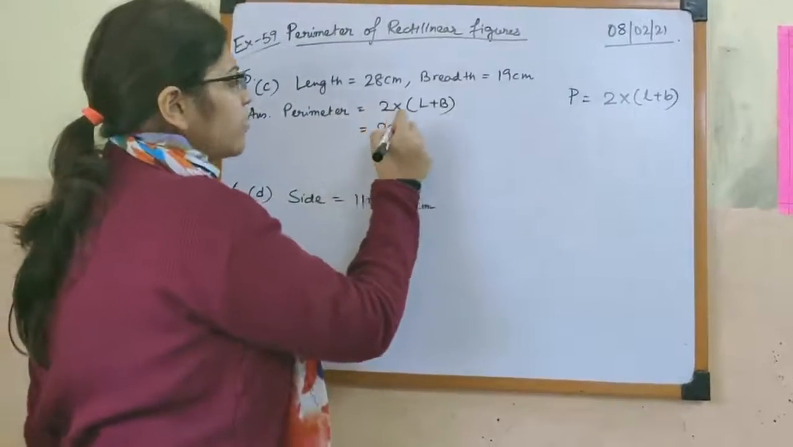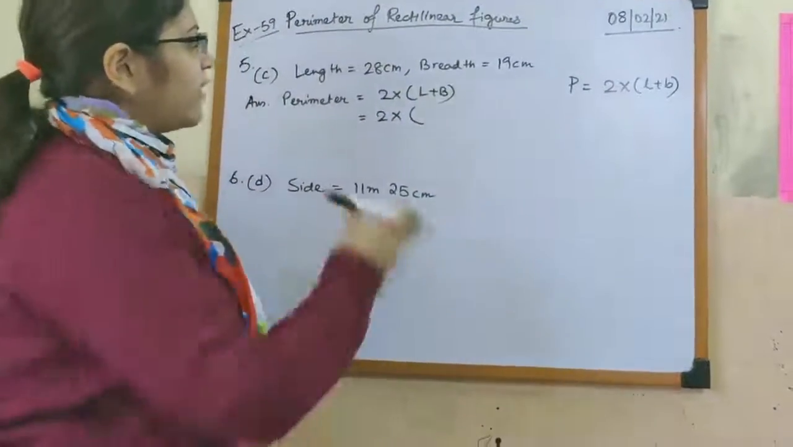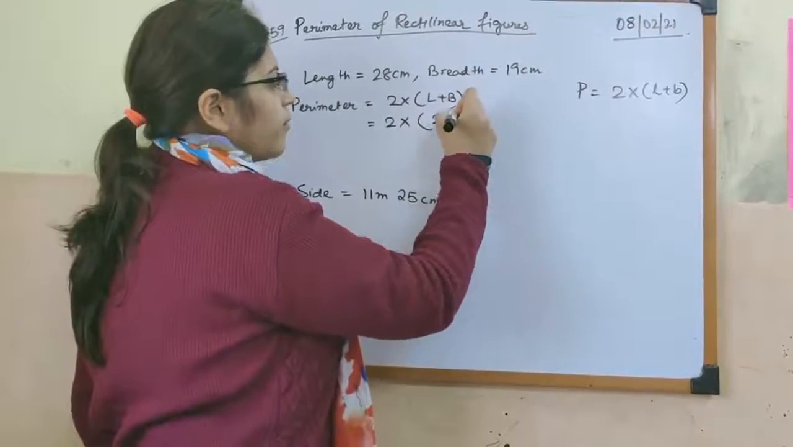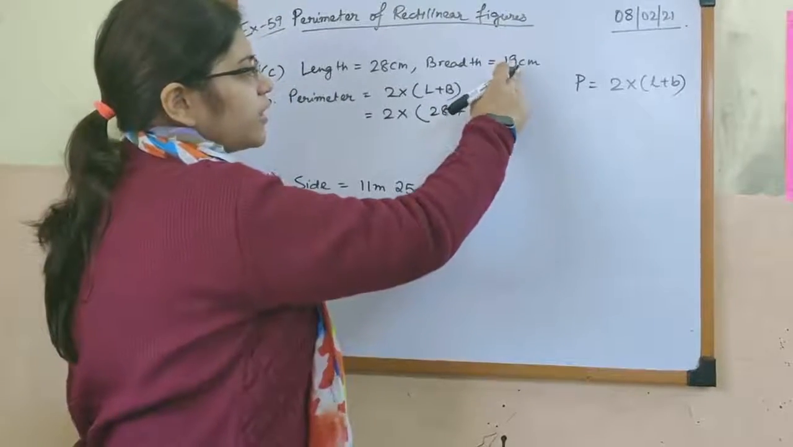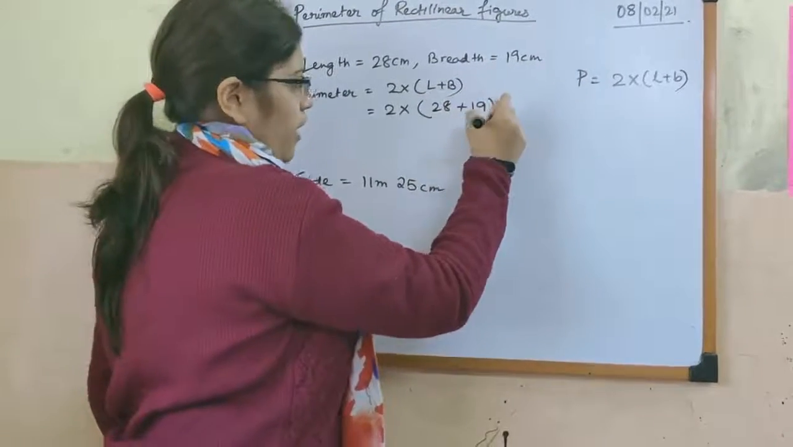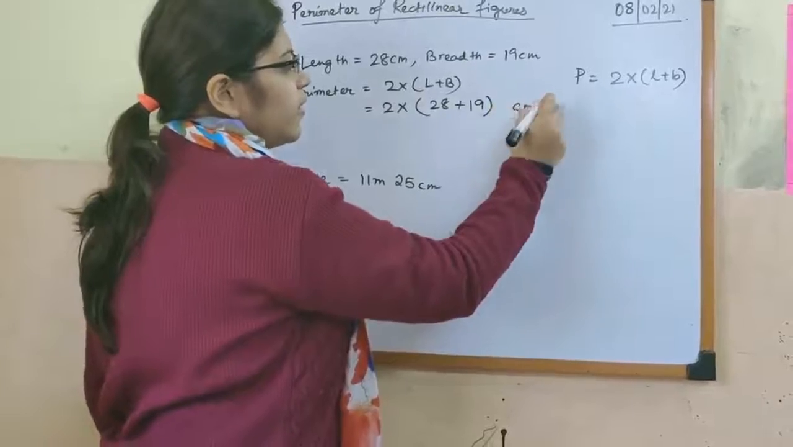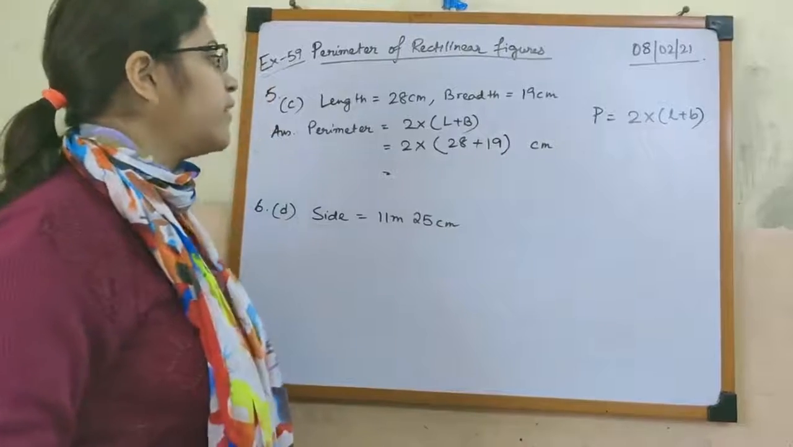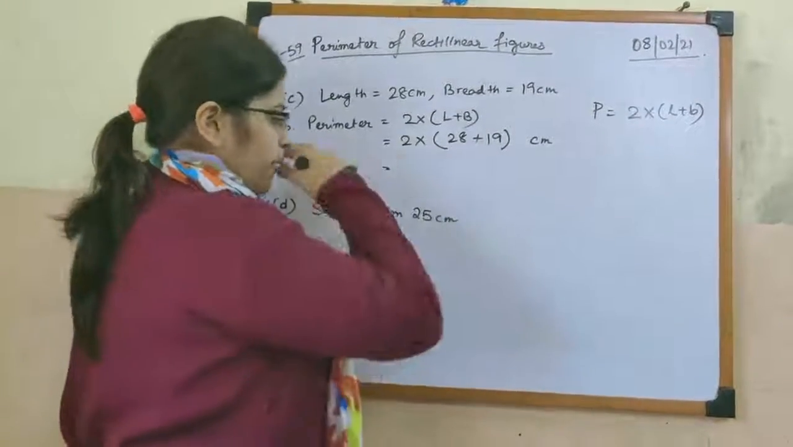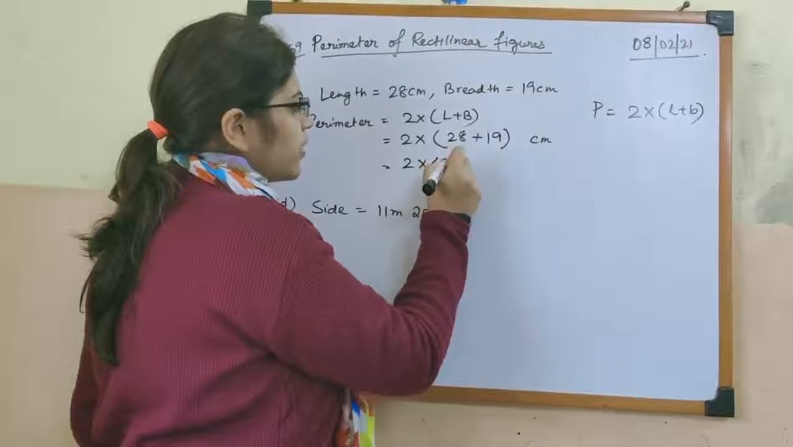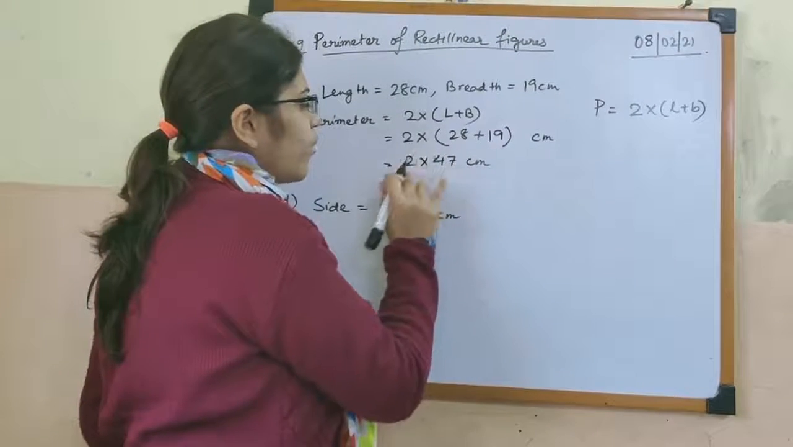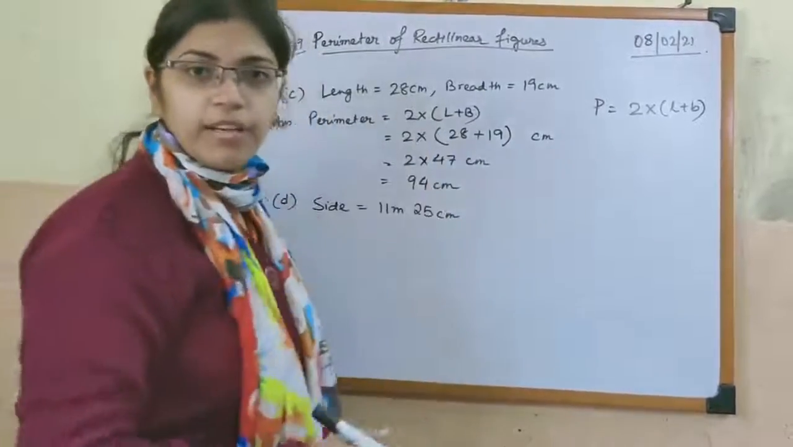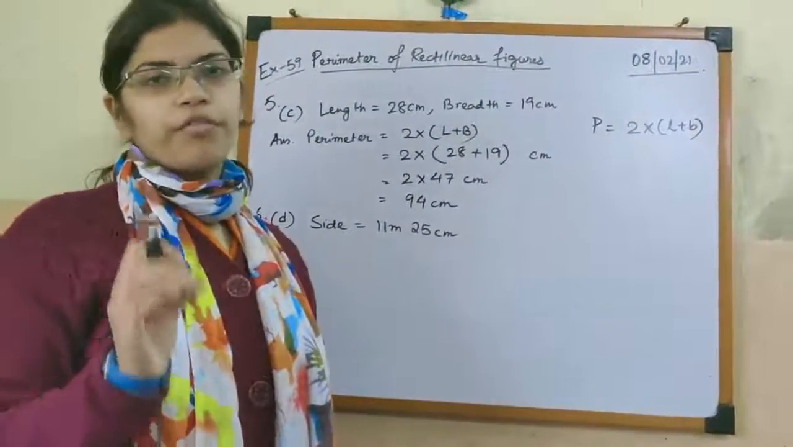So then 2 multiplied by, what is the length? This is 28 centimeter. So we will write 28 plus breadth, how much? 19 centimeter. So the whole thing is in centimeter. If you add 28 and 19, that gives us 47. So we have 2 multiplied by 47 centimeter. If you multiply, we have 94 centimeter. So this is the perimeter of our rectangle.